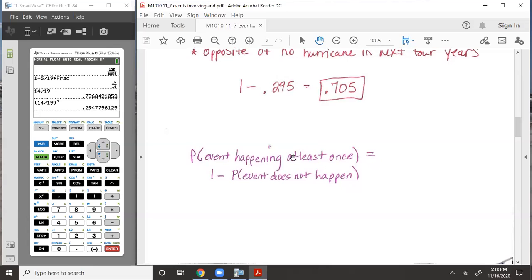So the probability of an event happening at least once is equal to 1 minus the probability that the event does not happen at all.